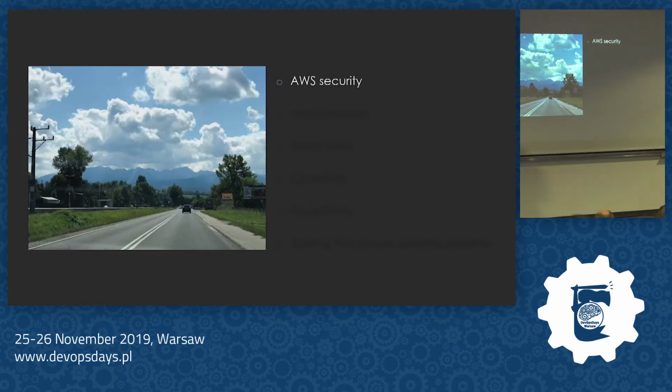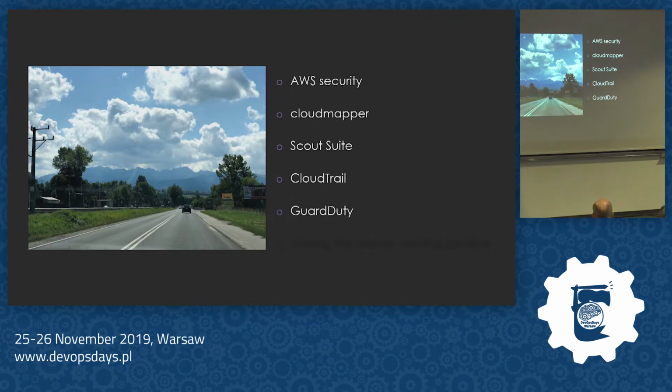I'm going to introduce a little bit the concept of what sort of things we are dealing with when we are talking about AWS in terms of security. I will introduce a couple of tools, so CloudMapper and Scout Suite, and also talk about AWS services like CloudTrail and GuardDuty. And at the very end of the presentation, I will show you an example of an alerting pipeline.